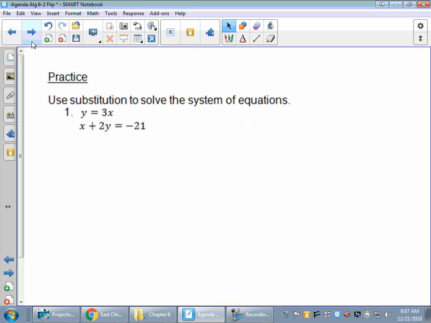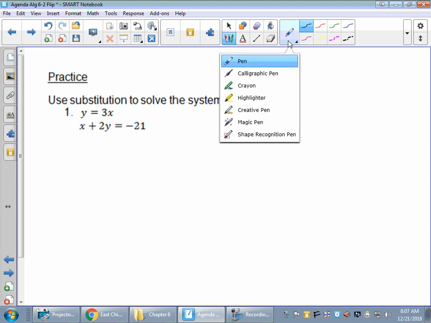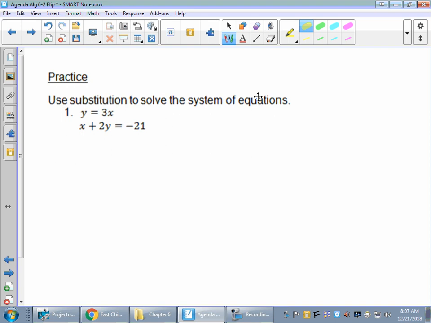Use substitution to solve this system of equations. Well, the first thing I'm going to look for is, is there a variable that's already isolated, that's already by itself? And yes, there is. Right here, this y equals, it's already there by itself. So there's no need to rework the equation and solve for y, because it's already been solved for. So now what we're going to do is take this 3x, because y is equal to 3x, and we're actually going to substitute it in for this y here. Okay, substitute it in there. That's called the substitution part.